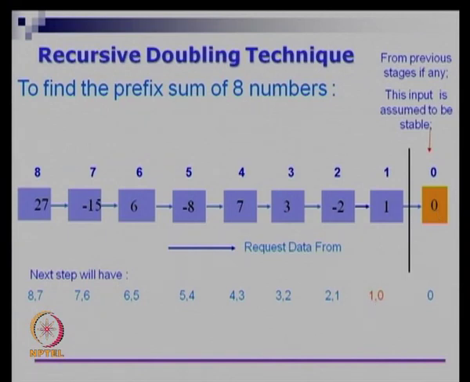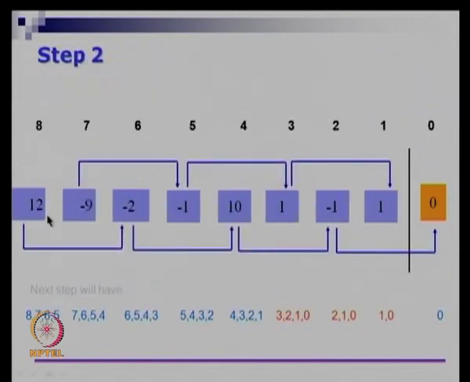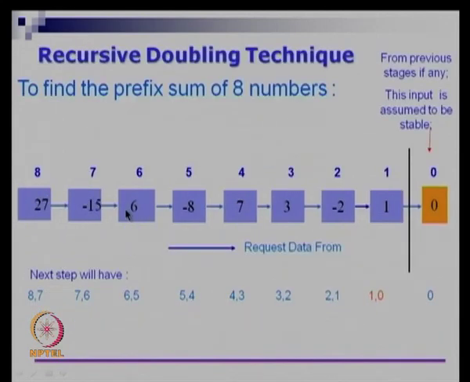So at the end of round 1, A of 1 is settled. You are not going to change A of 1 hereafter. So A of 1 is settled. Let us look at the next round. In the next round, every element will communicate with elements that are 2 steps away. So let us go to the previous one.